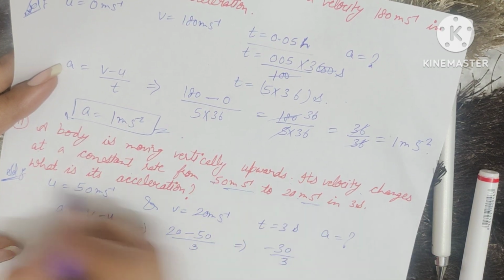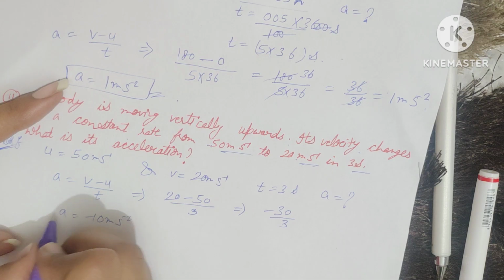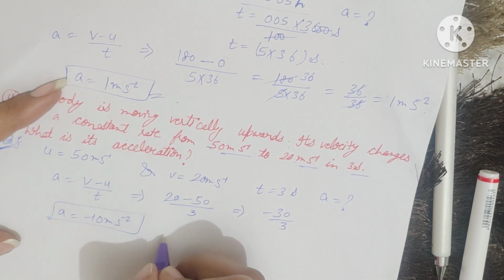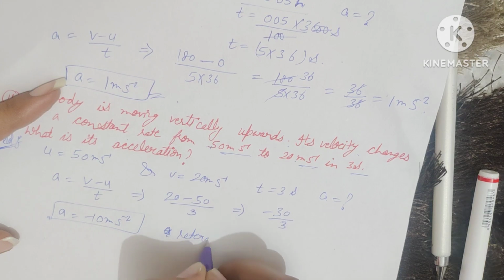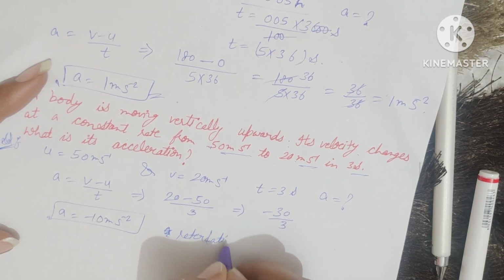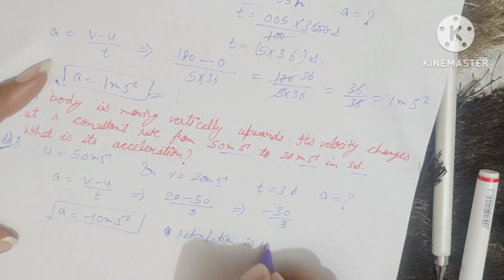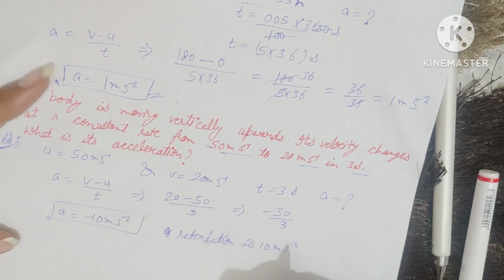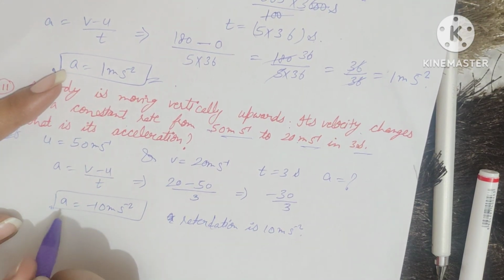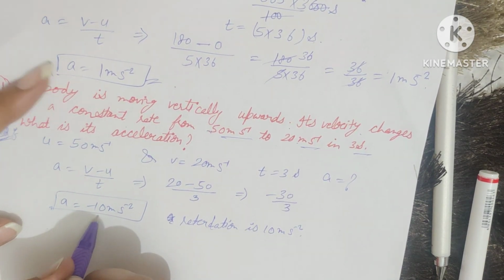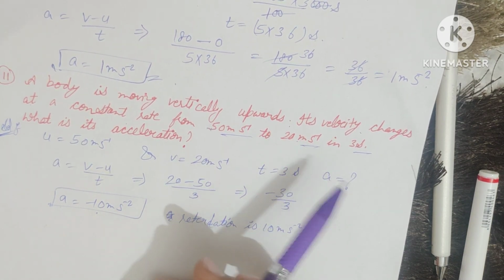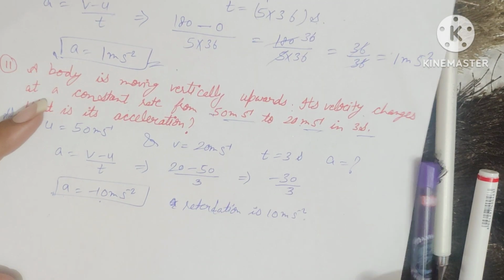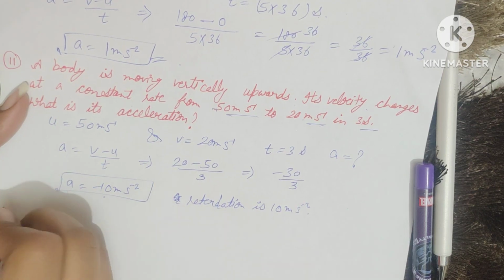See, the units are the same. Yes. So A is equal to this value. Now we can also write that the retardation is 10 meter per second square in this case. Otherwise you can give the negative sign in front of the value of A, because the body is moving vertically upward, which is opposite to the gravitational force. Question number 12 now.